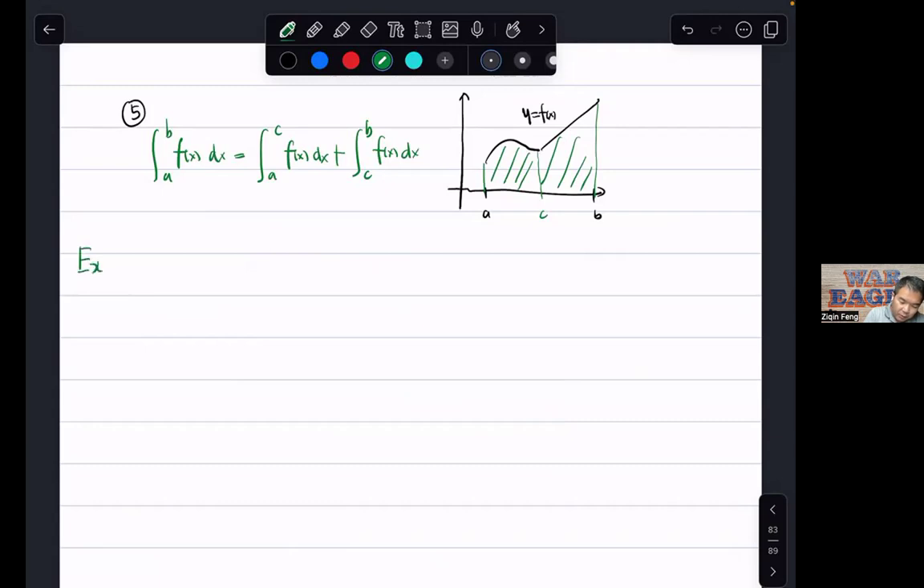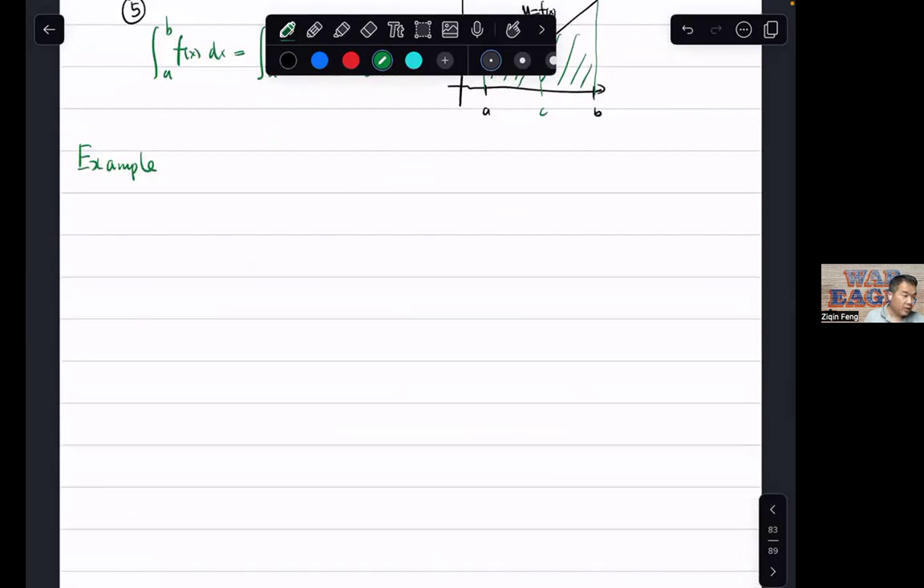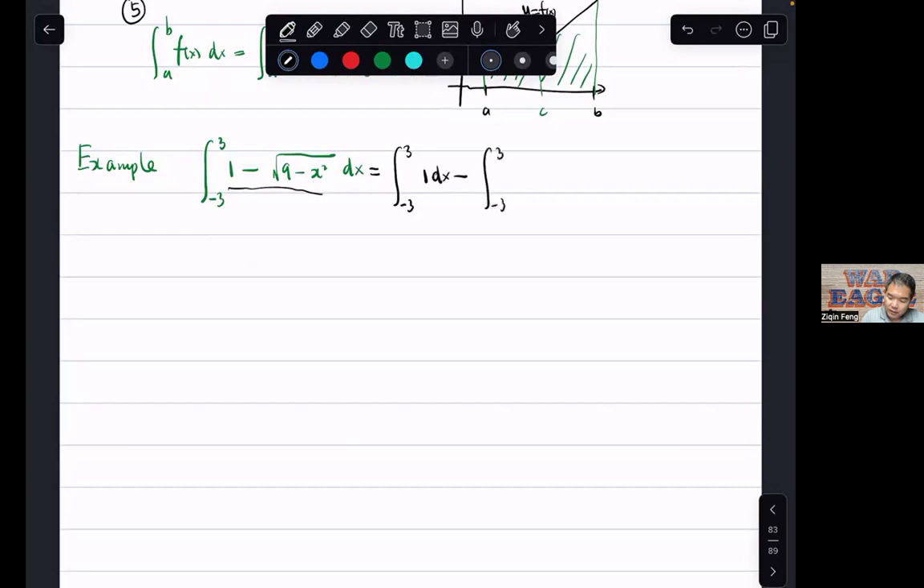First example, again, we want to use the interpretation of integration in terms of area to evaluate this: the integral from -3 to 3 of 1 minus the square root of 9 minus x squared dx. By our property, this function is very complicated, so we want to split it. By the properties of the integral, we can make it the integral from -3 to 3 of 1 dx, minus the integral from -3 to 3 of the square root of 9 minus x squared dx.